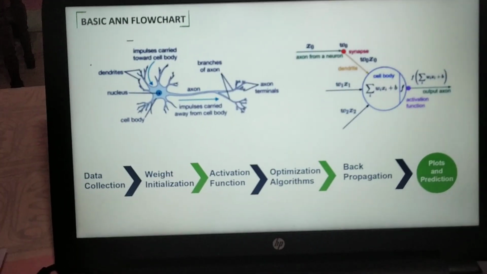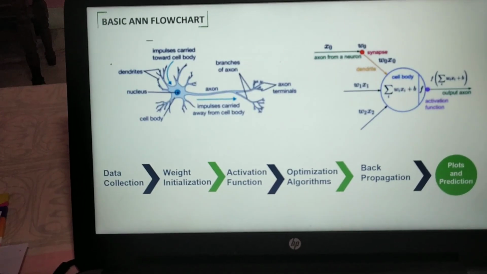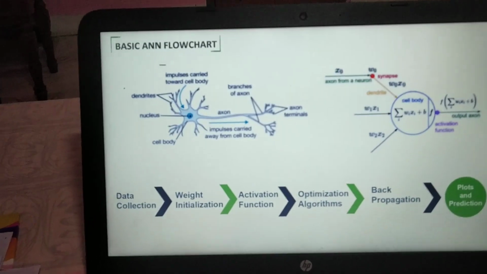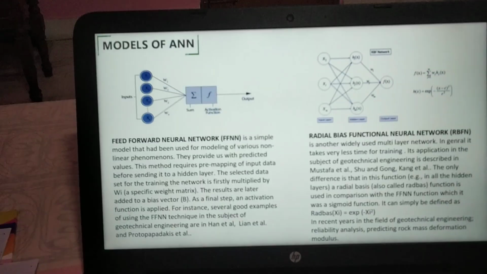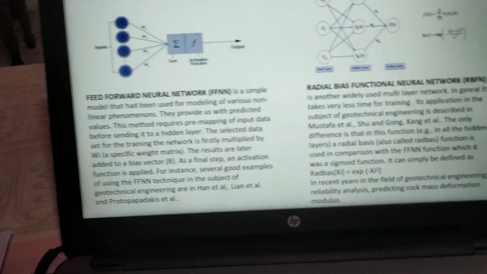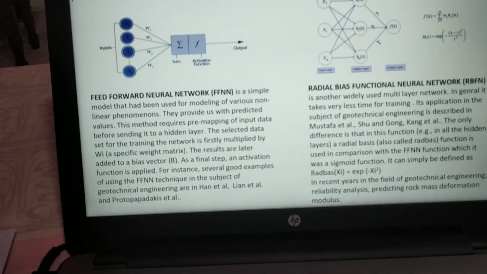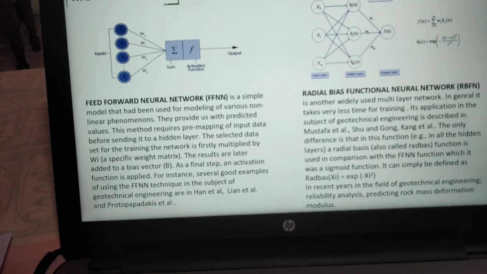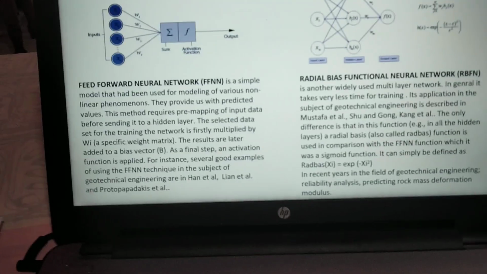Histogram of the errors, and we plot the R-square value for the various training, testing, and validating data sets. Now there are various models for an artificial neural network. One is the feed-forward neural network. Two is the radial basis function neural network. Both are mostly the same.